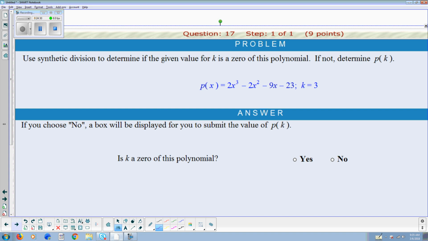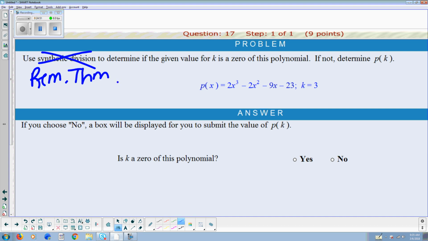Number 17. Synthetic division. To determine if the given value for k is a 0 of the polynomial. If not, determine p of k. I'm going to tell you, you don't have to use synthetic division. You can, but you can use the remainder theorem here.